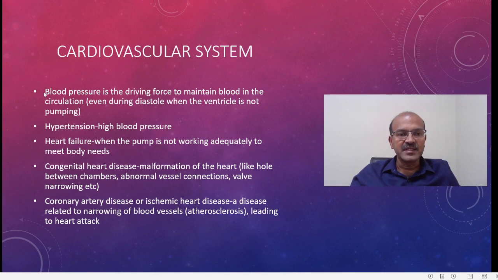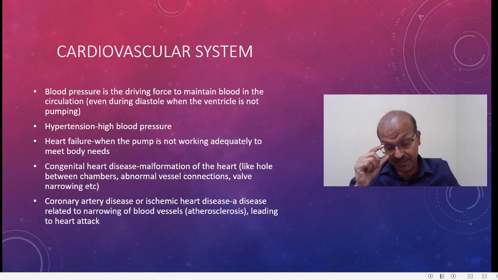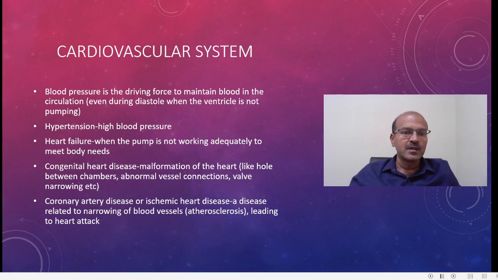I briefly mentioned that the blood pressure is a driving force to maintain blood in the circulation. So even during the diastole, when the ventricle is not pumping, the blood still has to go to the distal parts of the body. We can define hypertension as high blood pressure, which is related to the age of the individual and also the gender. The heart failure is when the pump is not working adequately. I briefly explained about how heart failure happens, how it is right heart failure and left heart failure.